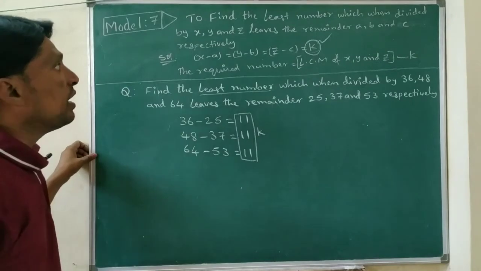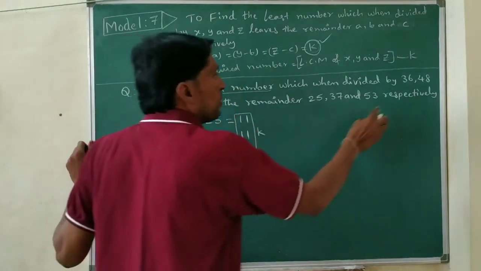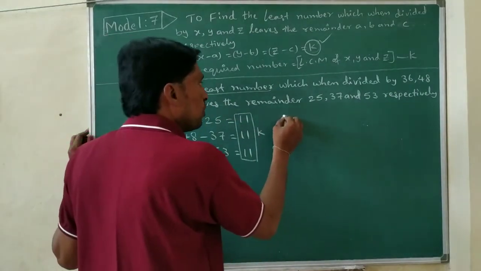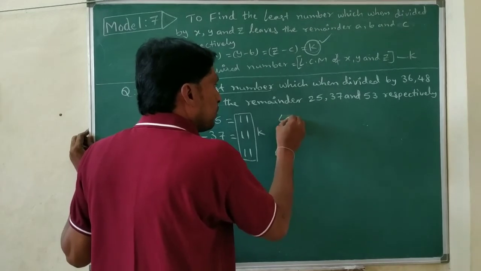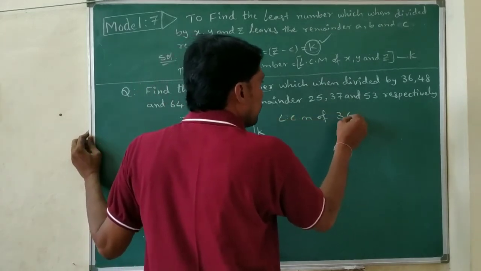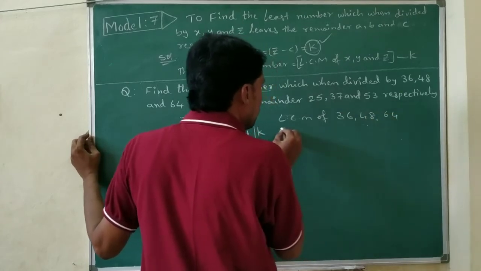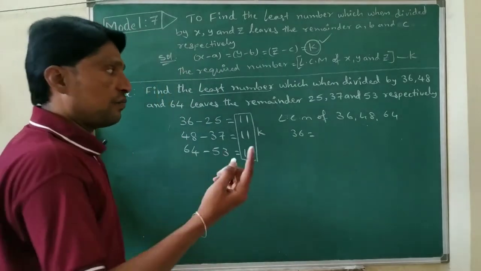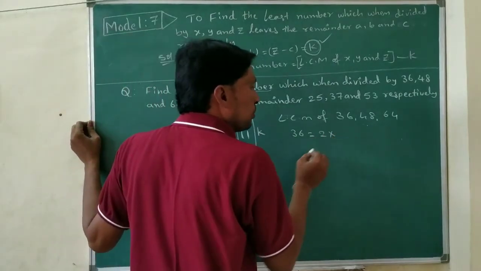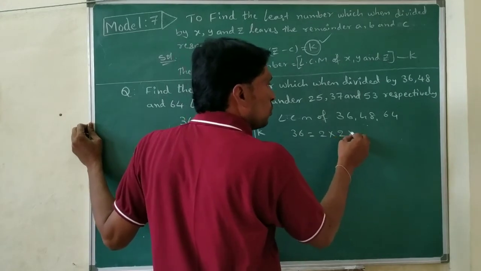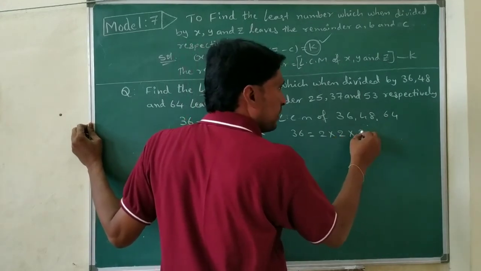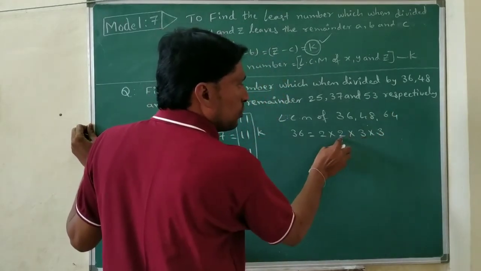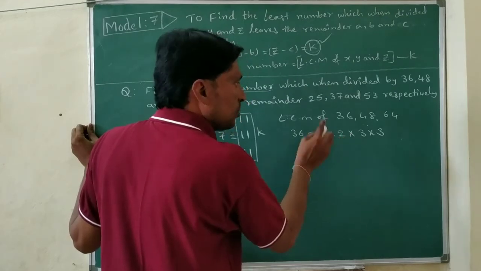Now what do we need to find? The LCM of x, y, z, which means 36, 48, 64. So I am finding the LCM of 36, 48 and 64, using prime factors. For 36: 2 into 18, 2 into 2 into 9, and 9 we can write as 3 into 3. So 36 is 2 into 2 into 3 into 3.